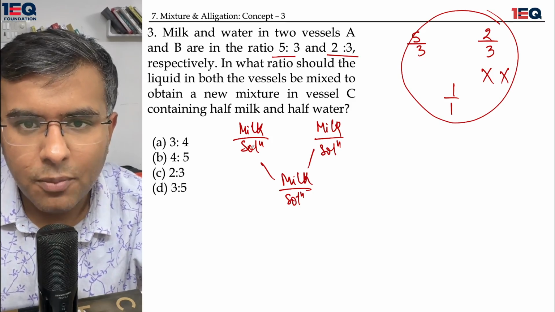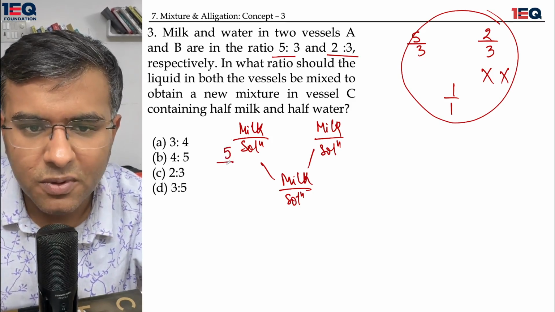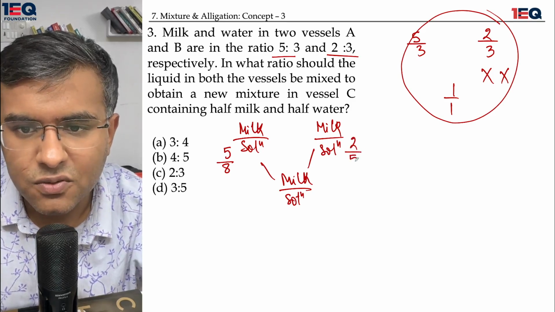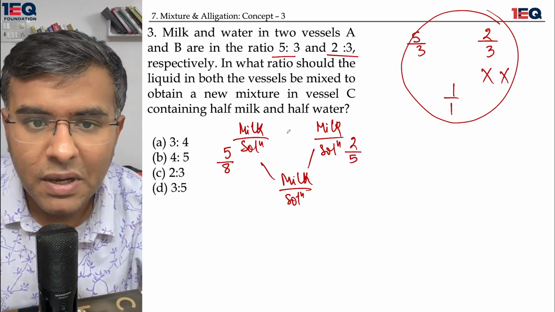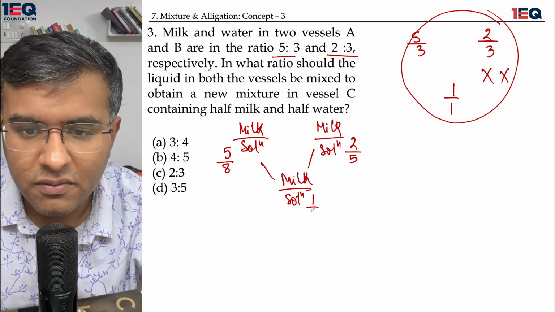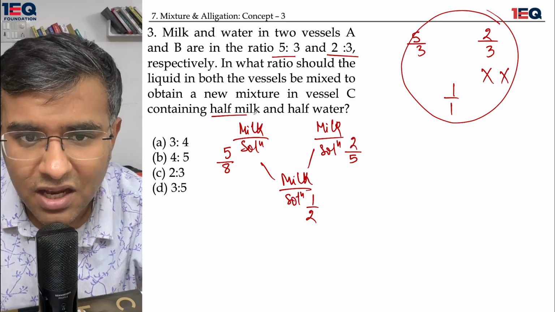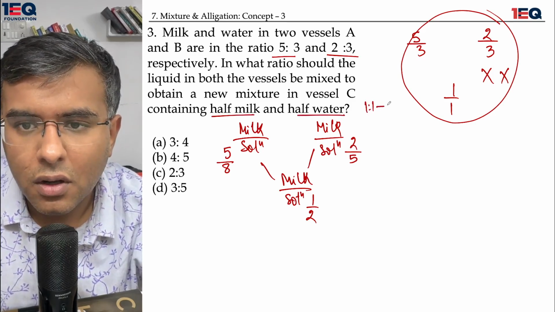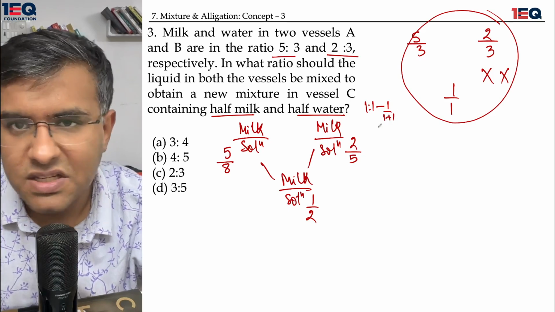So milk upon solution in the first case comes out to be 5 is to 8. Milk upon solution in the second case comes to be 3 is to 2 is to 5. And milk upon solution in the final mixture comes out to be 1 by 2, because it's asking half milk and half water. This means 1 is to 1, or 1 upon 1 plus 1, which is 1 by 2.